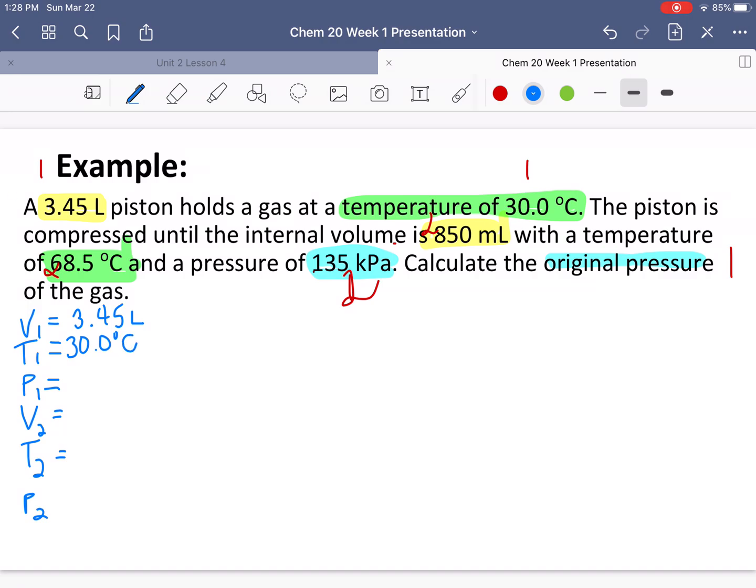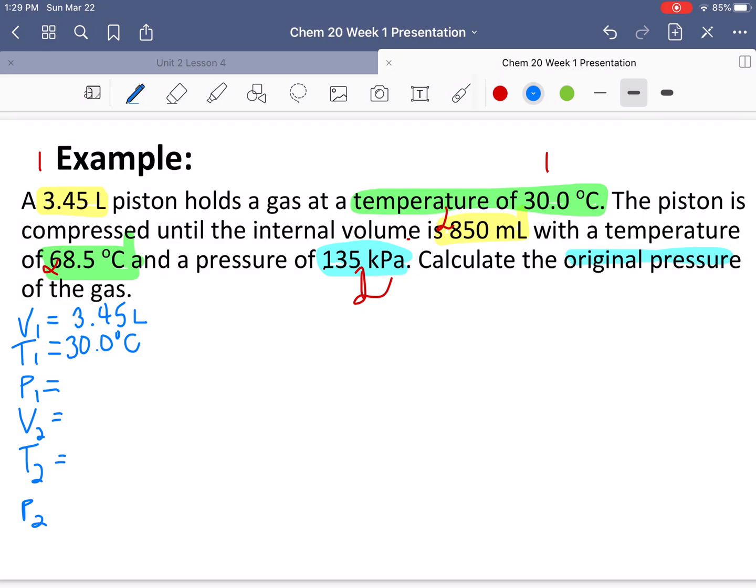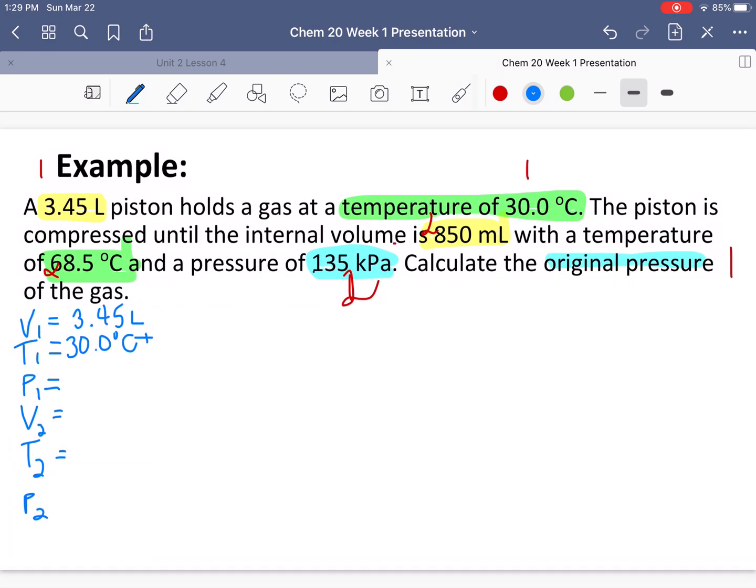30.0 degrees Celsius, not good enough. Add your 273.15, and you're now going to get a temperature of 303.15 Kelvin. That's the number you need to actually use. Don't lose track of that. Your first pressure, that's the whole point of the question, guys.